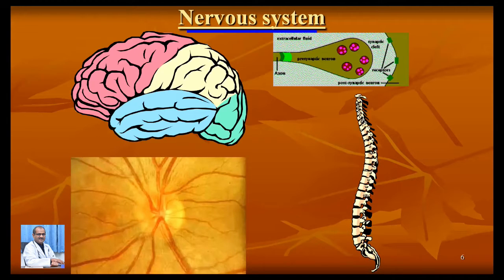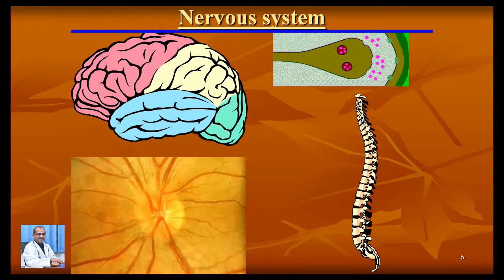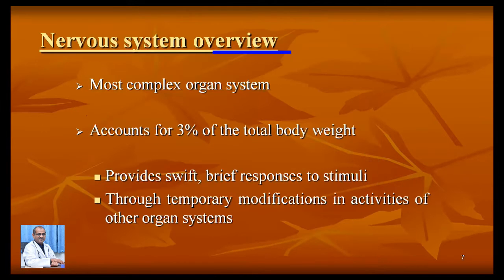The nervous system mainly consists of the brain and the spinal cord. The spinal cord is an elongated extension of the brain, and of course the neurons are the subunits of the brain, the cells which are the integral part of the nervous system. The nervous system is the most complex organ and accounts for 3% of the total body weight. That means the brain and the entire nerves which travel throughout the body make up 3%. A person weighing 50 kg may have 1.5 kg of nervous system. It's an approximation, that's all.